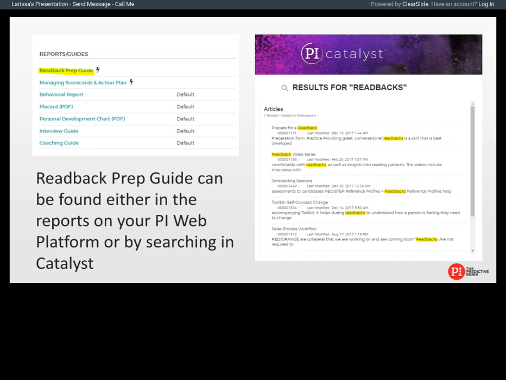There are also other resources in Catalyst, the Readback video series. So if you're wanting a little bit more information on how do I do this, there's actually a series of videos in Catalyst that are done by people at PI so that you can watch someone giving a readback. So you can continue to model that after somebody. There are also onboarding sessions that are live sessions that you can sign up for and join. But those top two, the Prepare for the Readback and the Readback video series, are the two that I highly recommend going in and checking out the next time you're in Catalyst.